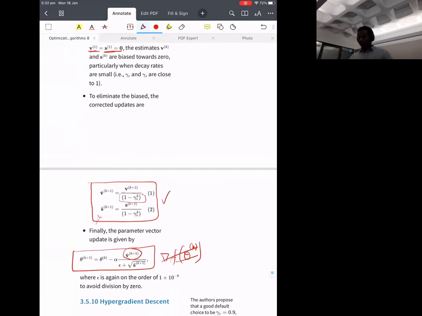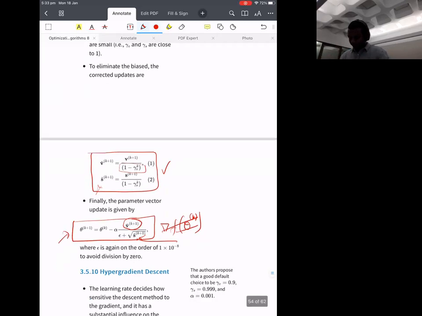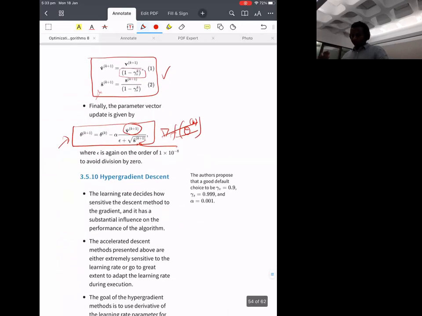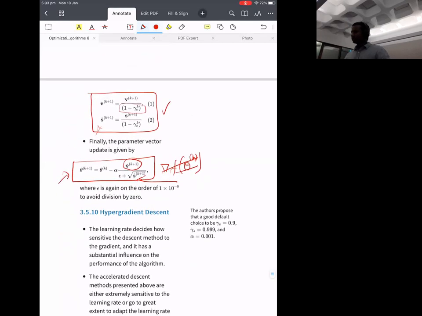Again, what it does is it has both properties. One is that, like momentum, it has velocity, which we really appreciated. And then like RMSprop and Adadelta, it treats each component separately, using exploration and exploitation. We want to give more weight to the direction which we haven't explored much. That is Adadelta.